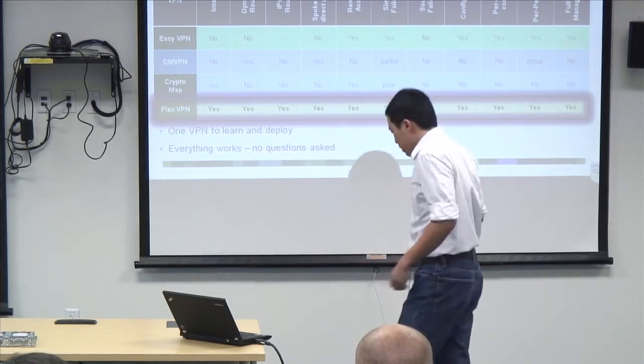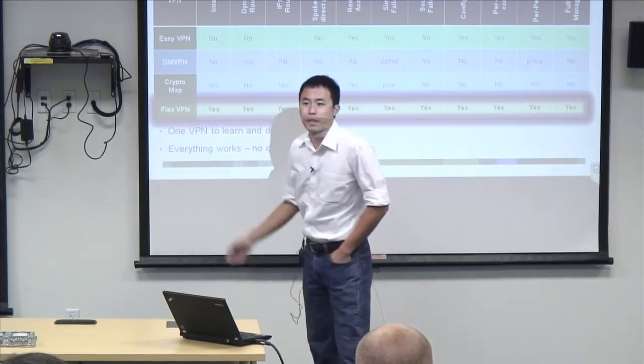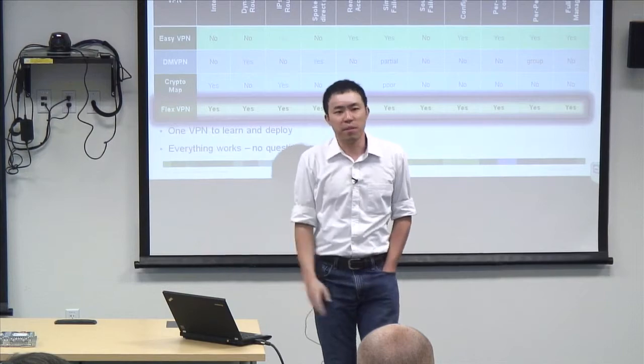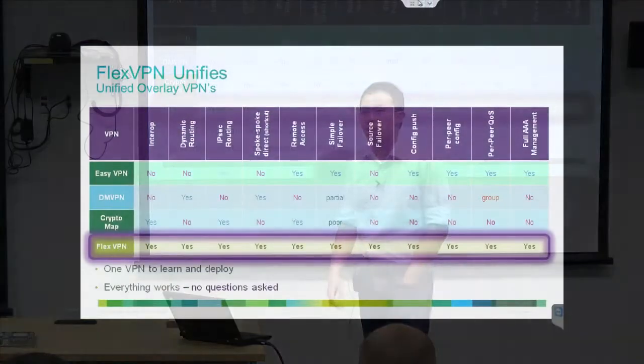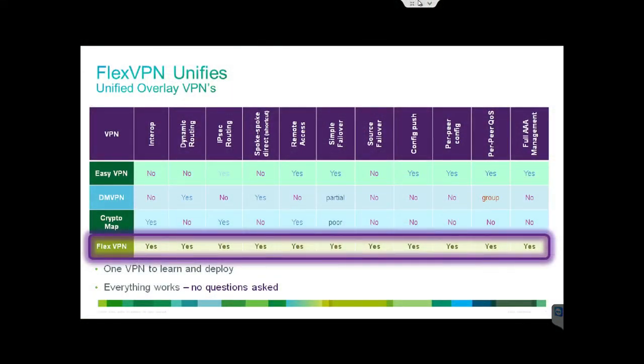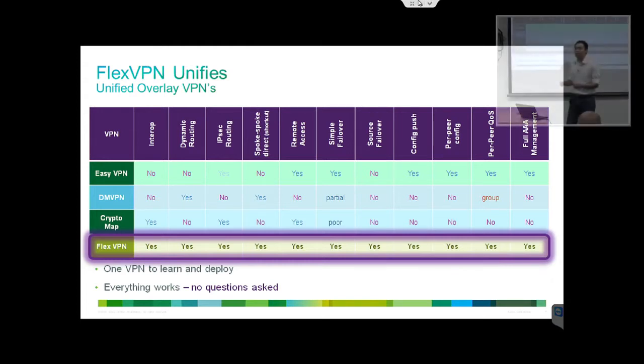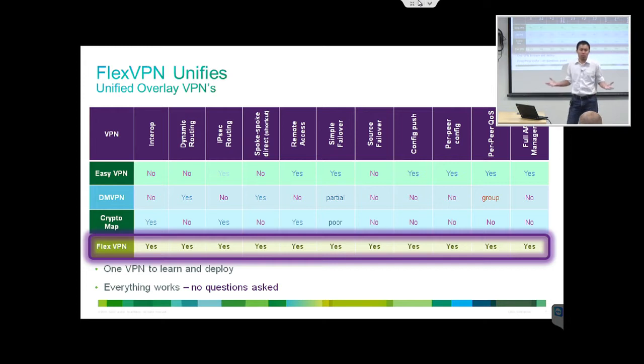So the truth is, CryptoMap has been around for like 20 years, EasyVPN another 15, DMVPN is like 10 years. I think we never found a good time to say, well, why don't we build a unified VPN solution? But now we are moving to IKE version 2. You have to redesign everything anyway. So this is the perfect time.